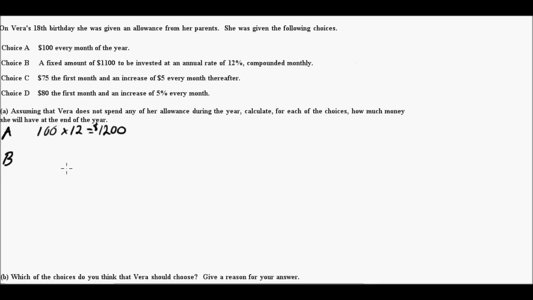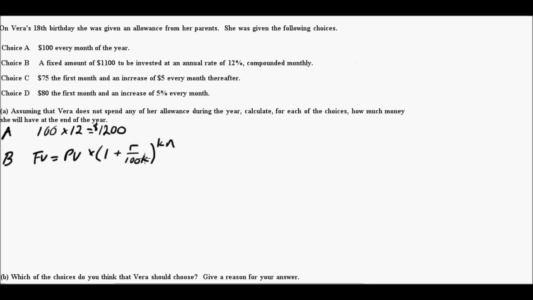A fixed amount of 1,100 to be invested at an annual rate of 12% compounded monthly. Well, with this, you're going to want to use the compound interest formula that's in your formula booklet, and that formula is the future value equals the present value times 1 plus the interest rate over 100 times k, all to the kn. Now, this looks kind of complicated, but it's actually not that bad. What this is, future value is FV, present value.